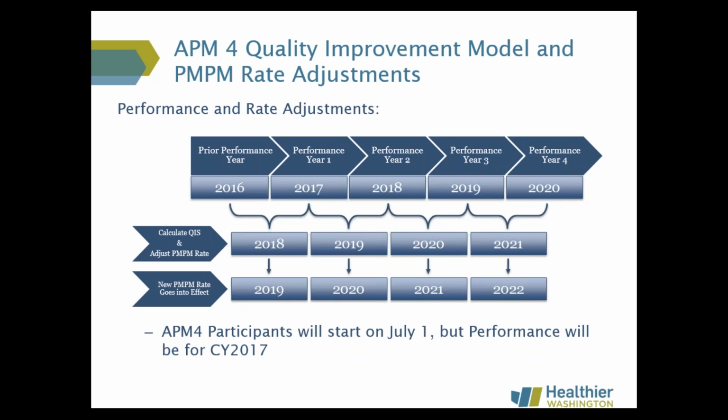For the current year, we're comparing 2016 to 2017. That will result in a QIS score that will be calculated in 2018, and we'll figure out what potential rate impacts are in that year. That rate will go into effect in 2019. So going forward in 2018, you're going to be compared to 2017. You're going to get your scores calculated in 2019, and your rate will go into effect in 2020.